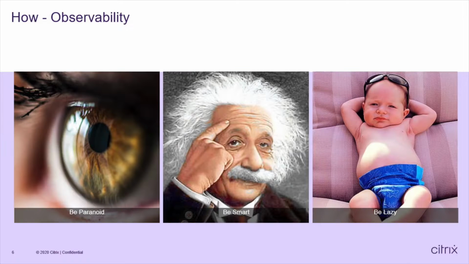So with observability, you need to be paranoid about collecting the data, be smart about interpreting the right data, and automate problem detection and resolution so that you're only alerted when there's a real issue which requires DevOps intervention.